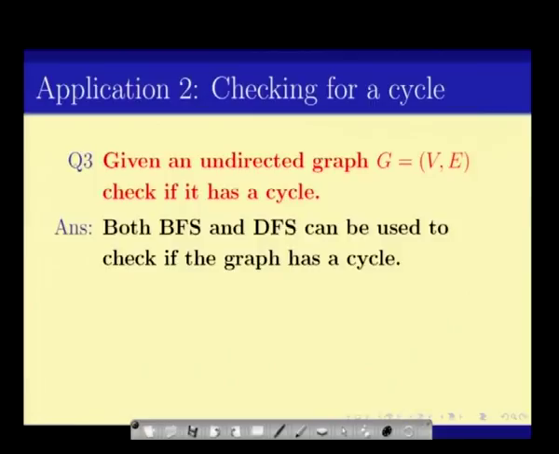The third application that we have looked at is, given a directed or undirected graph, to check if it has a cycle, and this is exactly a very important problem that we will be looking at today also. Let us take a small break now. After the break, we will come back and look at the problem of finding a cycle.